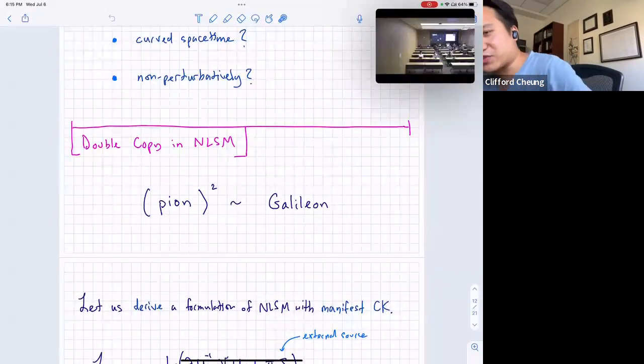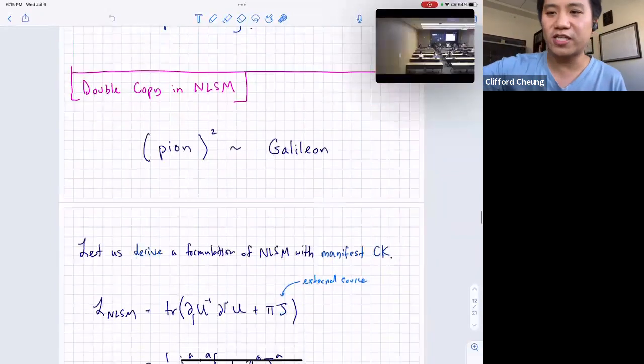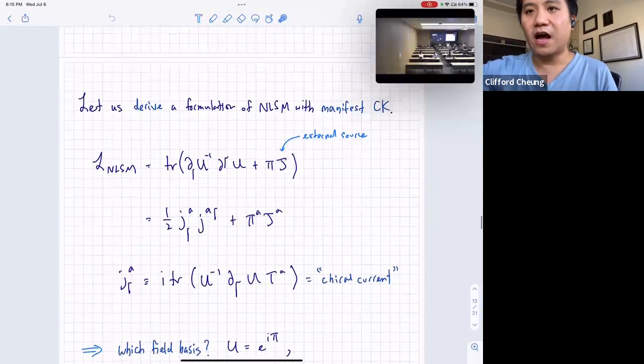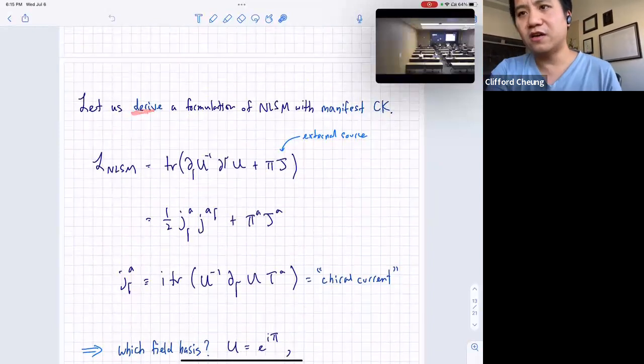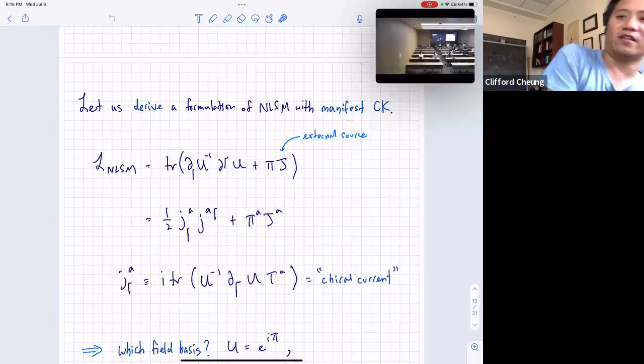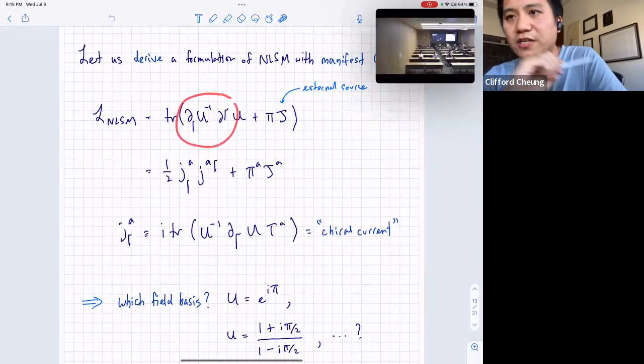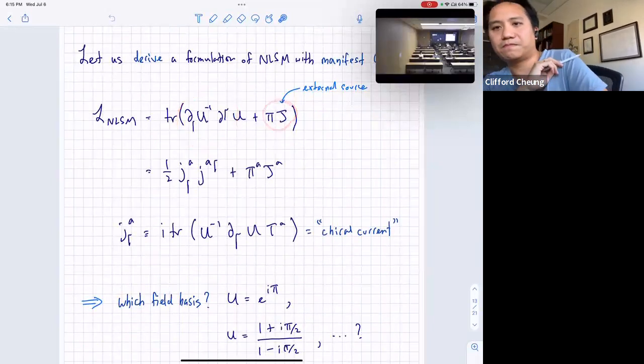And as I said, I'm going to try to be as on amplitudes as possible because I want to give you a QFT explanation. So let's do some QFT. I'm going to derive a formulation of pions that manifestly has CK duality. Okay, let's start from what we know. This is the chiral Lagrangian, and I'm adding a source term for the pion.